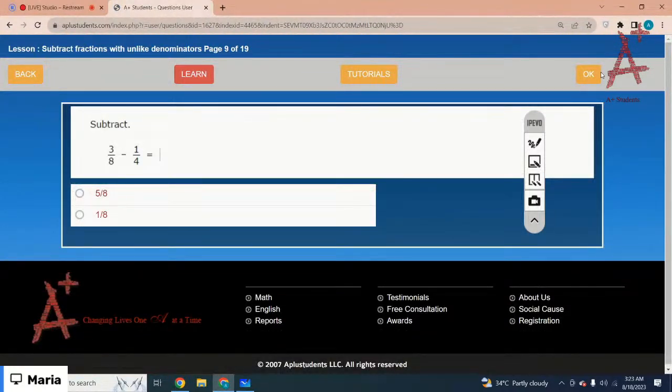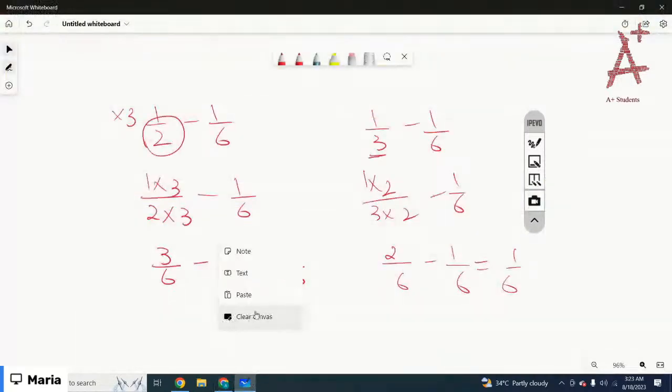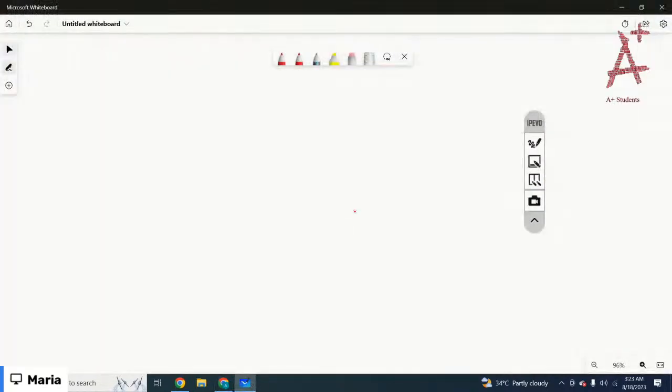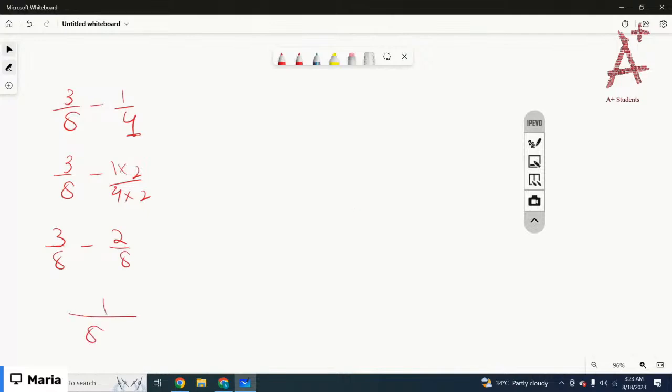The next one is 3 over 8 minus 1 over 4. 3 over 8 minus 1 over 4, right? So 4 times 2 makes 8. So you have to multiply this fraction by 2. 1 times 2 divided by 4 times 2. It would be 3 over 8 minus 2 over 8, since 2 times 1 is 2 and 4 times 2 is 8, right? So they now have like denominators. 3 minus 2 is 1 over 8. So the correct option is 1 over 8.